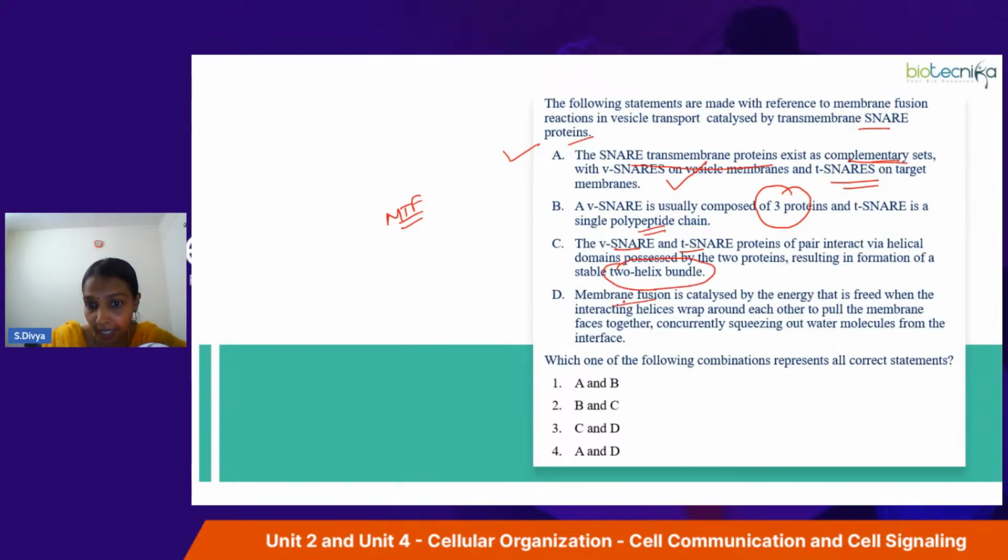Membrane fusion is catalyzed by the energy that is freed when interacting helices wrap around each other to pull the membrane faces together, and whatever the water content will be there, that will be released out. Identify the correct combinations over here. Okay, I can see Lakshmi has come up with an answer. What about others?